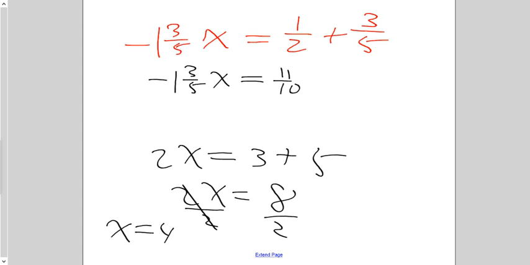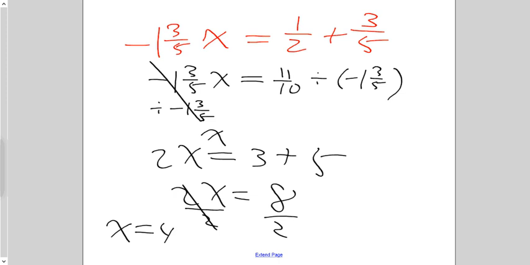The next thing I know I'm going to do is divide both sides by the coefficient, because in the black equation I divided both sides by 2 to get rid of the coefficient. So here I'm going to divide both sides by negative 1 3/5 and get rid of that. Over here I'm going to divide this side by negative 1 3/5, and I should be able to get the answer for x. x should now be isolated.